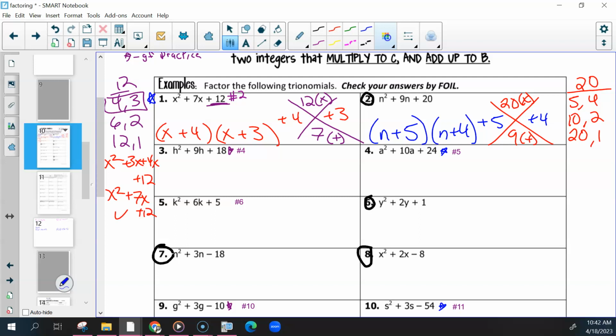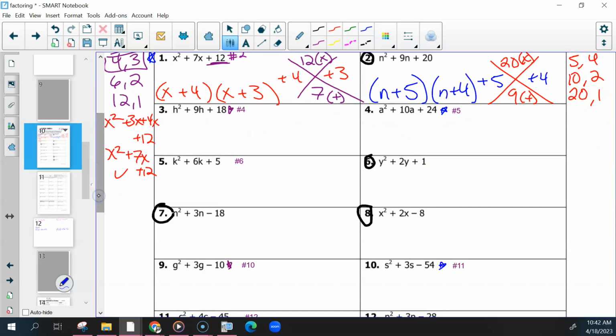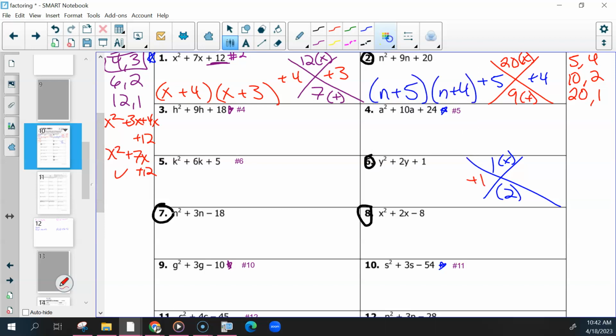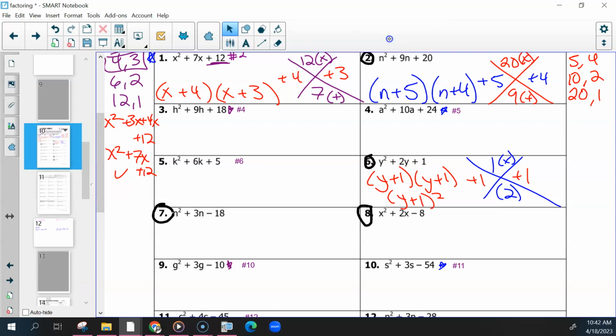Last one, factors of 1. 1 and 1. So if we're looking for two numbers that multiply to be 1, but add to be 2, there are only two that work, 1 and 1. So you can write it as y plus 1 times y plus 1, or y plus 1 squared. And we'll do some more when we get back from lunch.